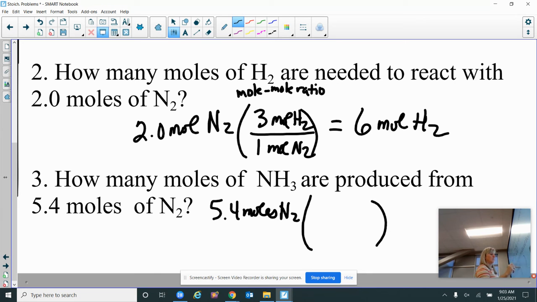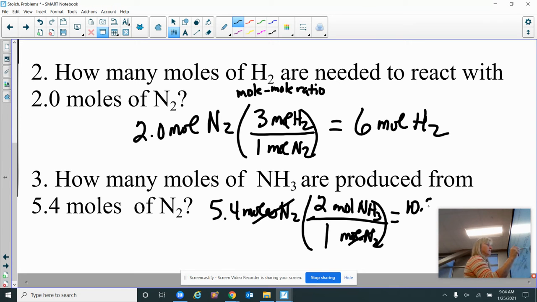We need to go from moles of N2 to moles of NH3. And in the balanced equation, there's 1 mole of N2 to 2 moles of NH3. So now we are out of N2, we're in moles of NH3, we just multiply. 2 times 5.4 is 10.8 moles of NH3.